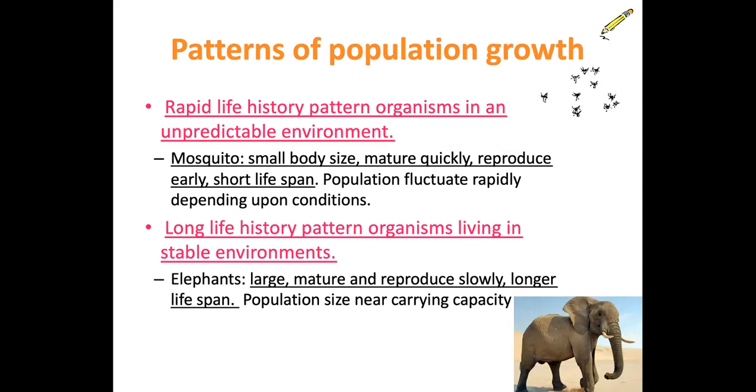depending upon specific conditions. Long life history pattern organisms live in stable environments. So like us, elephants, they're large, mature, they reproduce much slower, and then obviously we have a much longer lifespan, okay? So this is a population size near carrying capacity.